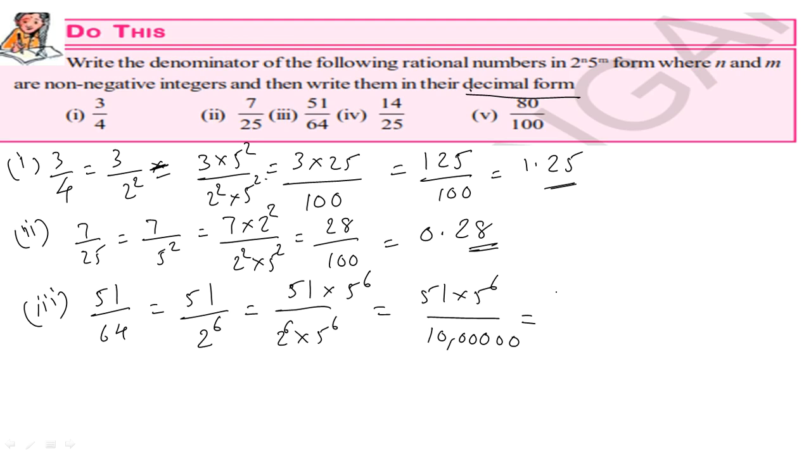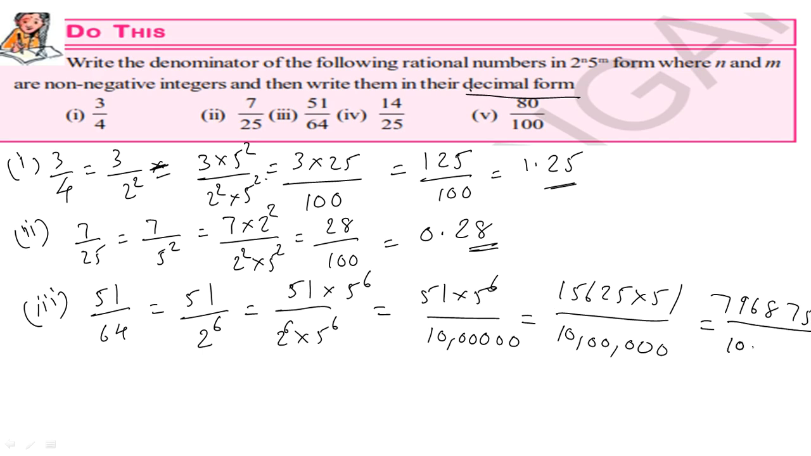So what is the value of 5 power 6? It is 15625. So 15625 into 51 by 10 lakhs. So which you can write it as, 51 into 15625 is, I am writing directly, you can multiply and check, 796875 by 10 lakhs.